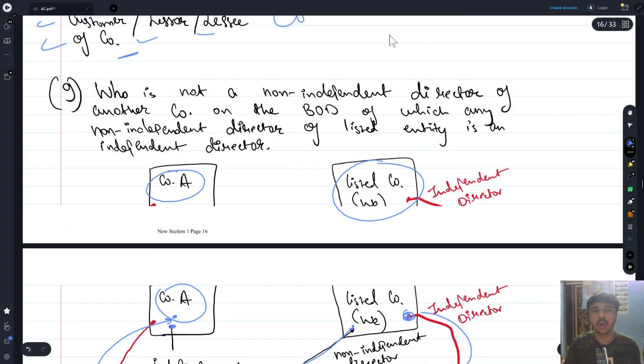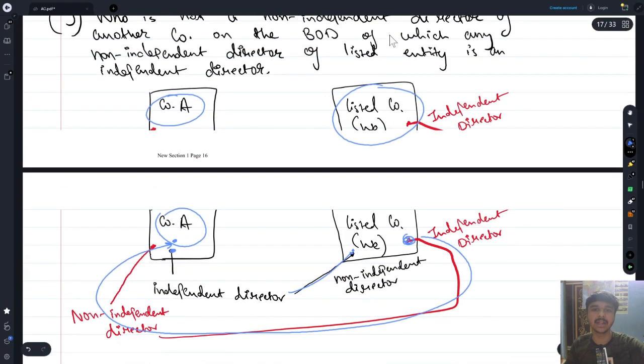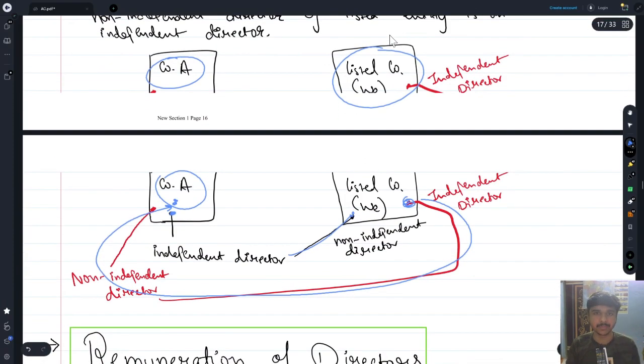Basically, the condition is that one must not be a non-independent director of another company on the board of which any non-independent director of the listed entity is an independent director. So on the board of directors of company A, somebody is an independent director, and that independent director is acting as a non-independent director in my company.